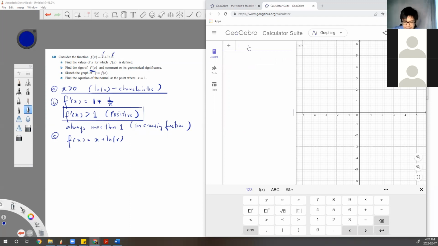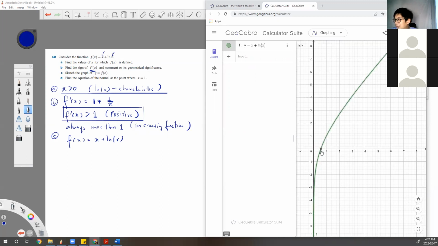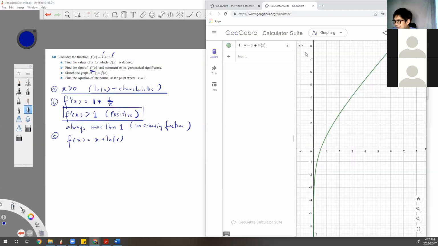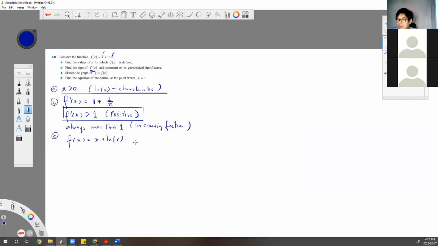Function of x, y equals x plus ln x. See, it is always increasing. Go up, go up, go up. And the gradient is always positive. See? So this is the curve. I don't know why it shows 0.5 and so on, but it just puts y equals 0 at something. I have no idea why the curve is like that. So I copy this. This is for question C.